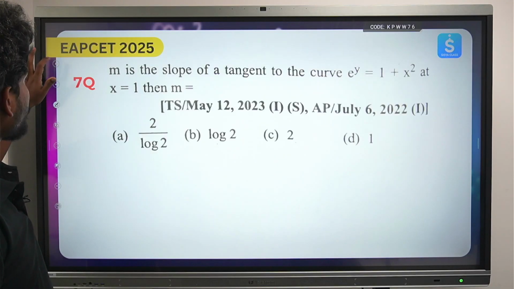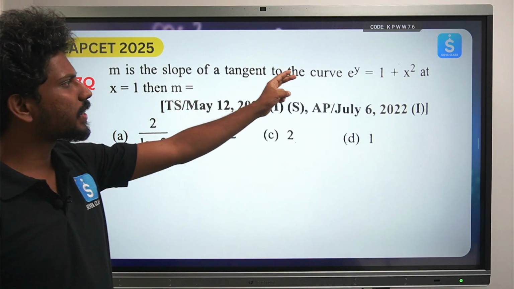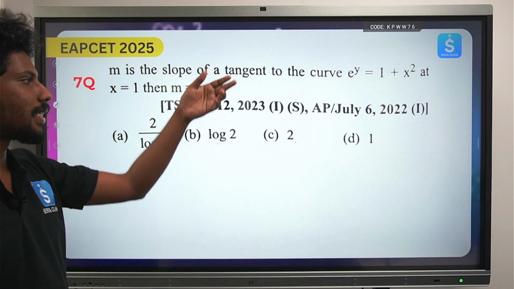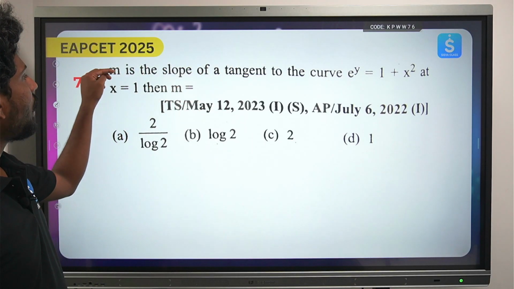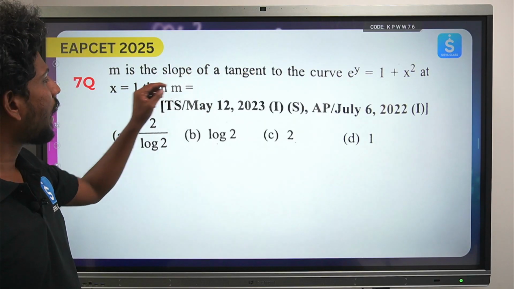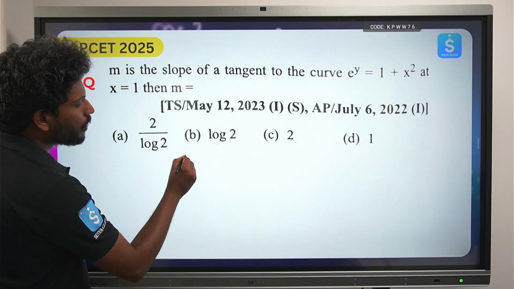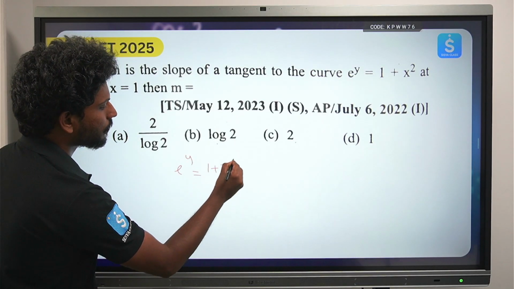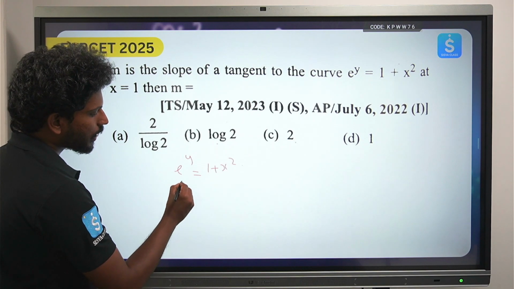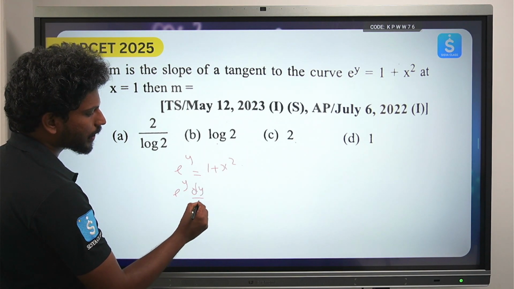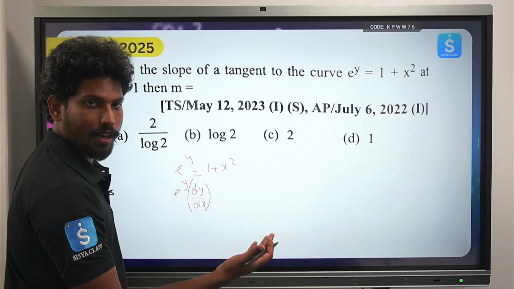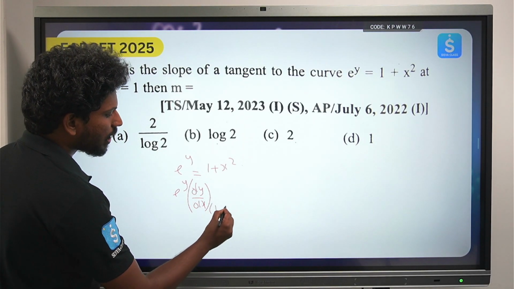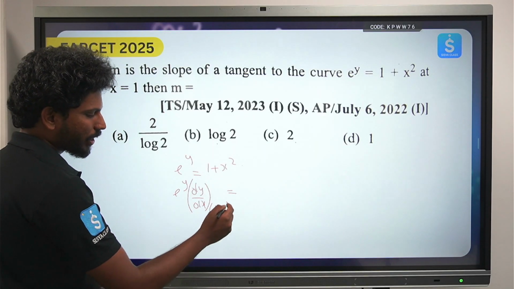Okay, next, m is the slope of the tangent to e power y is equal to 1 plus x square at x equals 1, then m is equal to? Same, m is the slope of the tangent to the curve at x equals 1. So first, e power y is equal to 1 plus x square. First you derive this, e power y into dy by dx. We don't know the value of y but we are not interested in that, there is some value 1 comma something. I'm not interested in that right now.